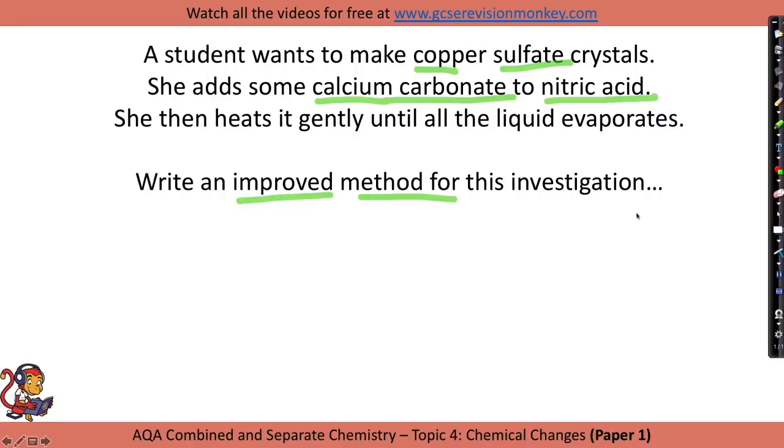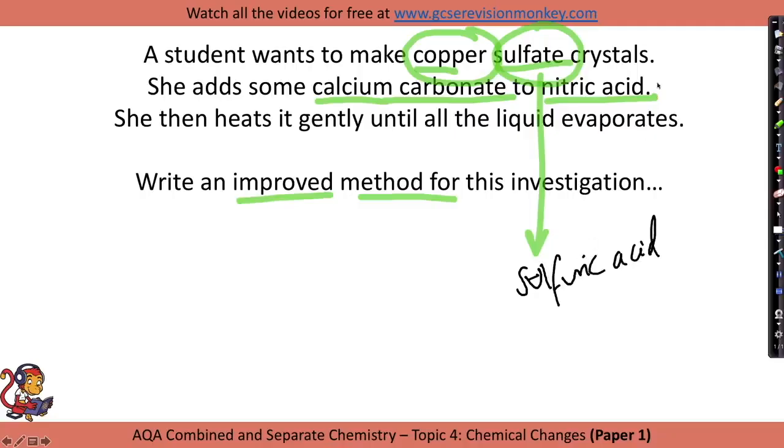So the thing I want you to look out for is whether they're reacting the right things together. Because you can see that they want to make copper sulfate. So for this you are going to need sulfuric acid, and they have wrongly used nitric acid. And for the copper, you will need some sort of base that has copper in it.